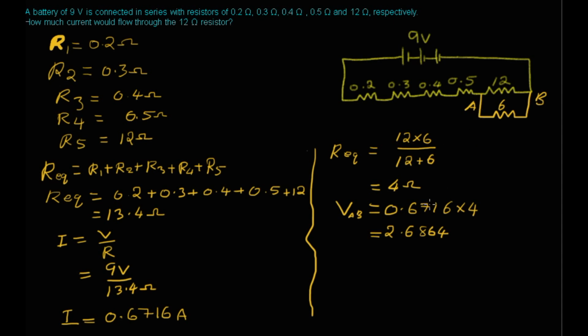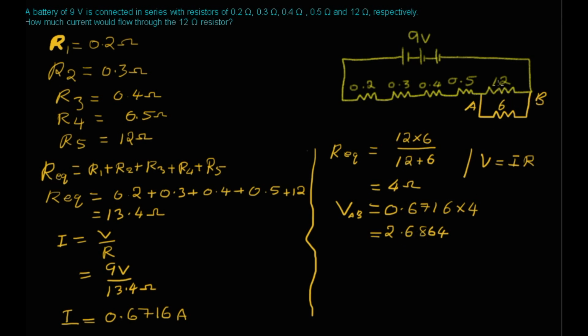For that we have used the equation V is equal to I into R. In this equation, for the current I, we took the same current reaching this junction, that is 0.6716 ampere, and for the resistance we have taken the total resistance of these two in parallel combination, that we got as 4 ohm. So the voltage between A and B is 2.6864, which means out of the 9 volt applied here, 2.6864 volt is dropped between A and B.